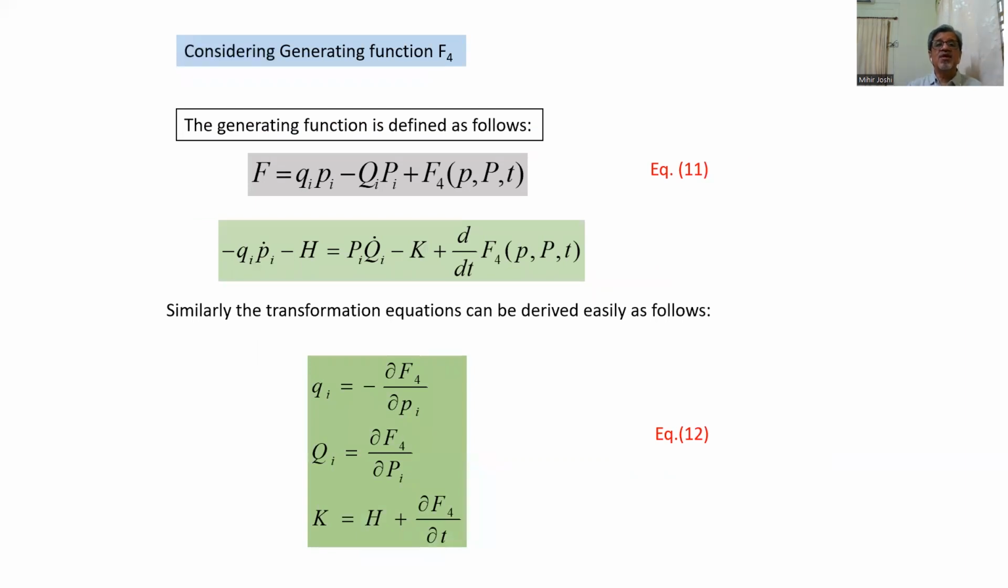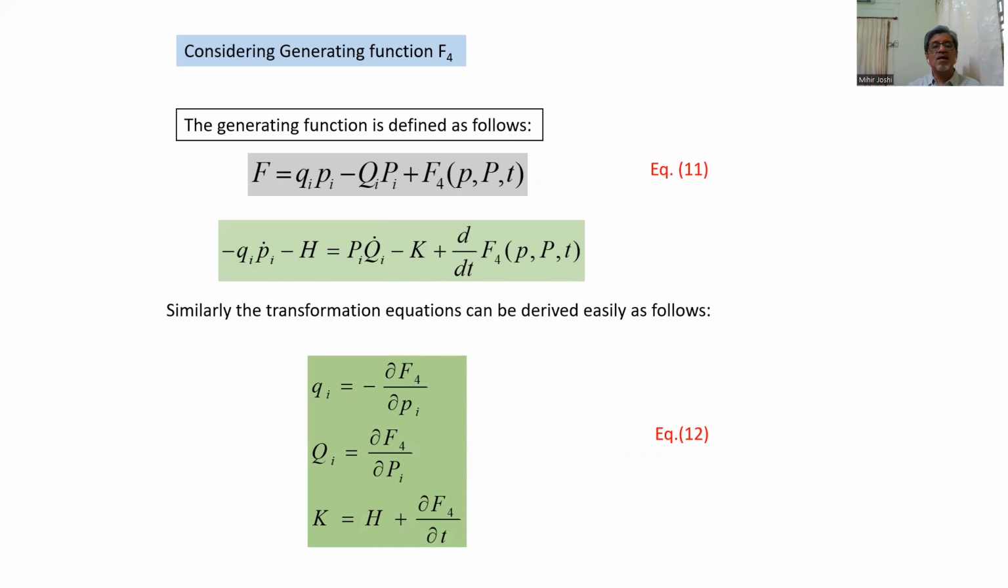So considering the generating function f4, the generating function is defined as follows. F is equal to qi pi small letters minus capital qi capital pi plus f4 small p capital P and t. And again, using in equation number 3, we can write the left-hand side is as it is, minus qi p dot I minus h. The right-hand side now modified, pi capital Q dot I minus k plus d by dt f4 small p capital P and t.